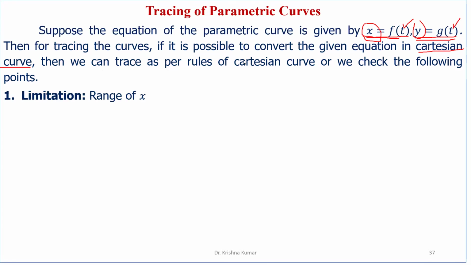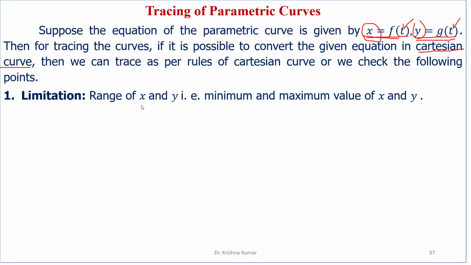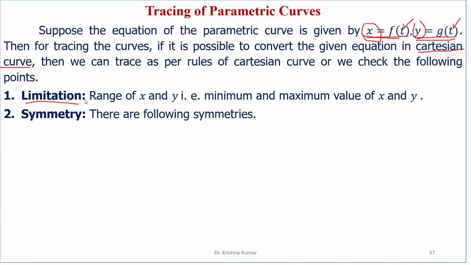The first point to look at to trace the parametric curve is limitations. Limitations means the minimum and maximum values of x and y, that is, the range of x and y. This is called the limit of the given parametric curve. The second point is about symmetry. There are the following symmetries. The first is symmetry about the x-axis.